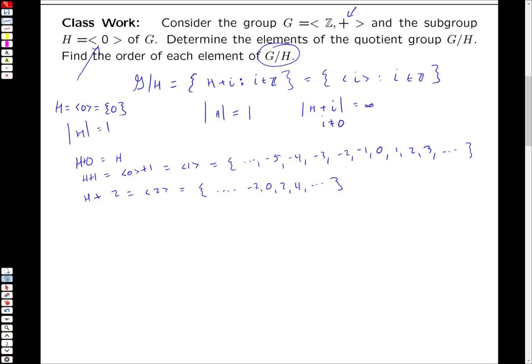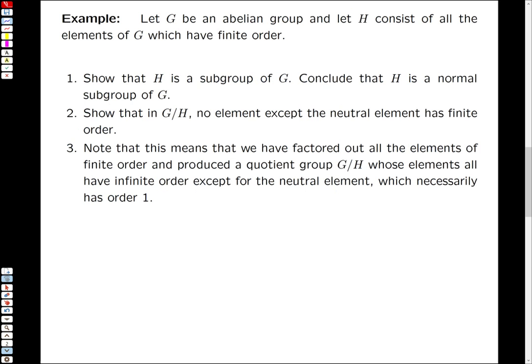Okay, so let's look at examples. These are similar to your homework, so we're going to work through some of these. Let G be an abelian group and let H consist of all the elements of G which have finite order. Show that H is a subgroup of G and conclude that H is a normal subgroup of G. So that's the first part that we're going to do. By the way, what's the hypothesis statement? That G is abelian and H consists of all the elements of finite order.